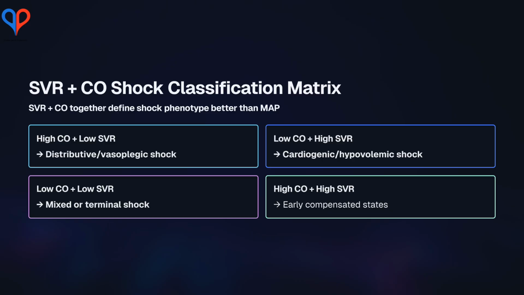High cardiac output with low SVR indicates distributive or vasoplegic shock. Low CO with high SVR defines cardiogenic or hypovolemic shock. Low CO with low SVR signals mixed or late-stage shock. High CO with high SVR may represent early compensated states or overpressing with vasoconstrictors. This quadrant model makes it obvious that MAP alone cannot distinguish these patterns. You need both SVR and CO.